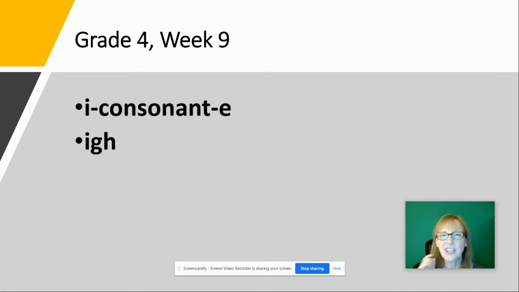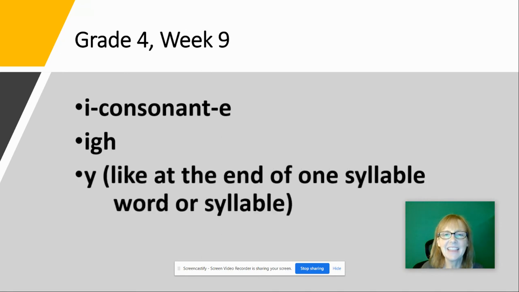We know that the IGH is silent, but it's actually kind of in the English language helping the I say its long sound. And then lastly, the Y, when it says the long I sound, that happens at the end of short one-syllable words. It also happens at the end of a syllable sometimes, like in the word deny. That's a Y. It's a two-syllable word, but it's at the end of the one short syllable there. That's a little bit more rare, but let's get going.